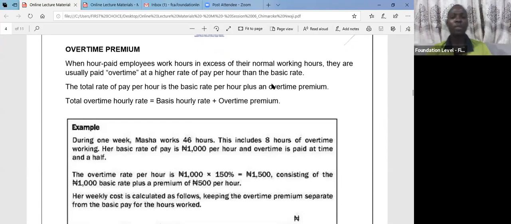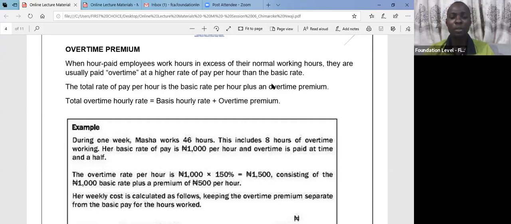Now, let's look at this example. This example says, during 1 week, Mesha works 46 hours. These 46 hours include 8 hours of overtime working. Our basic rate of pay is 1,000 naira per hour, and overtime is paid at time and a half.